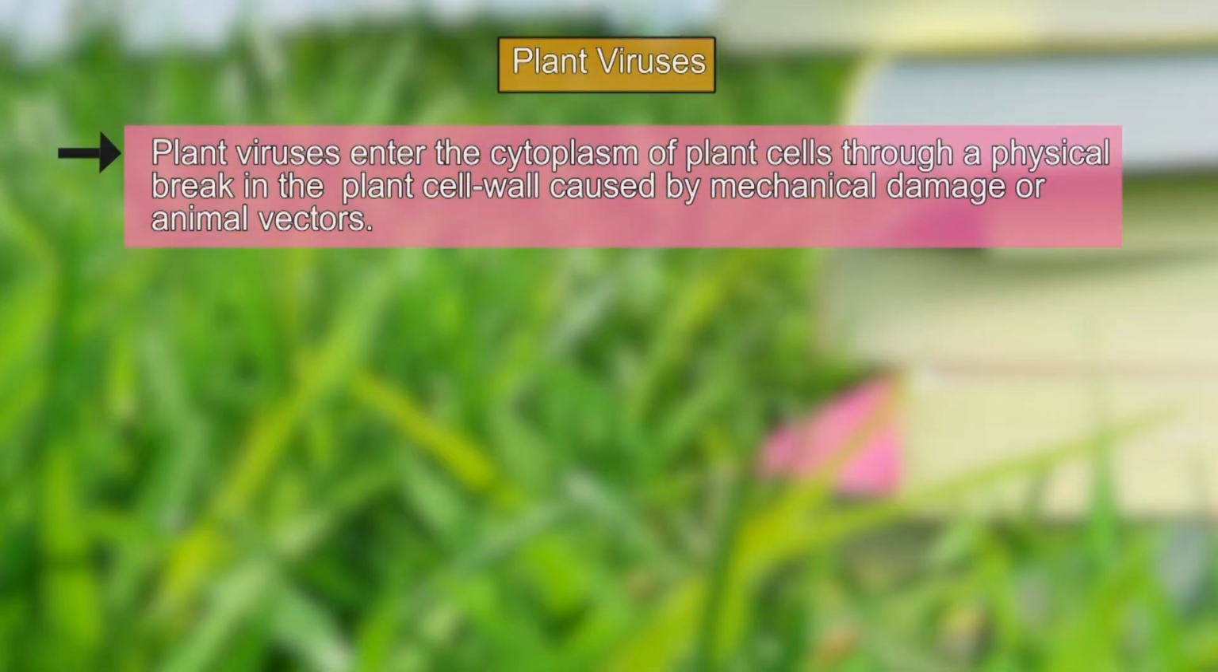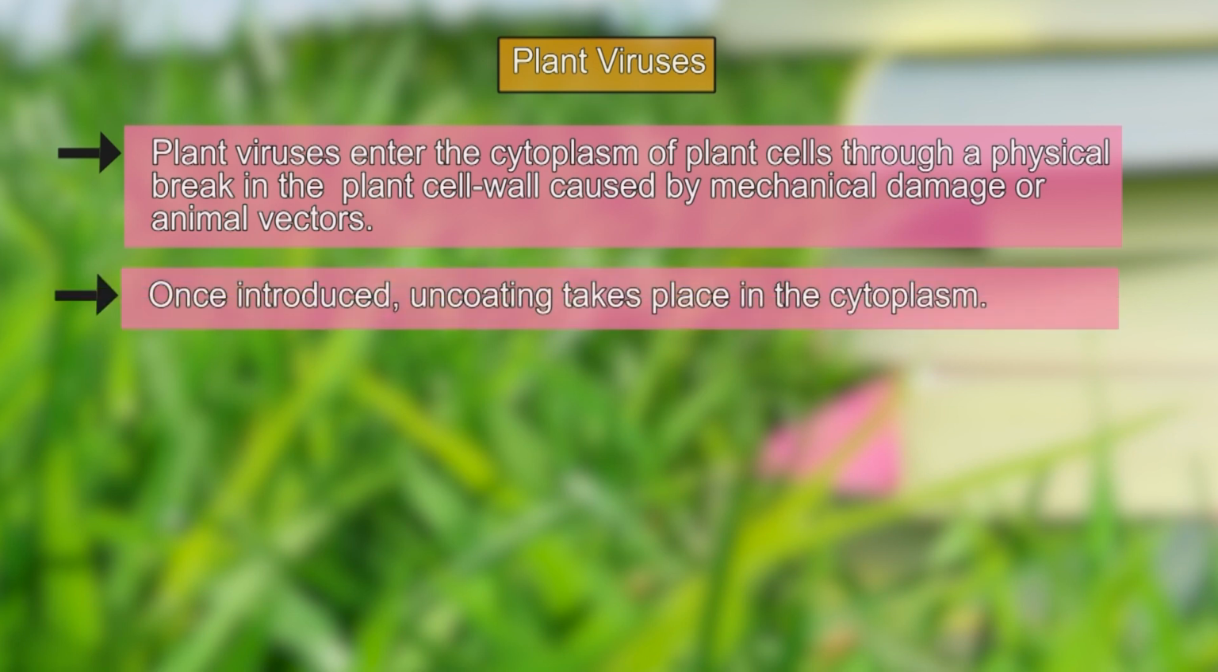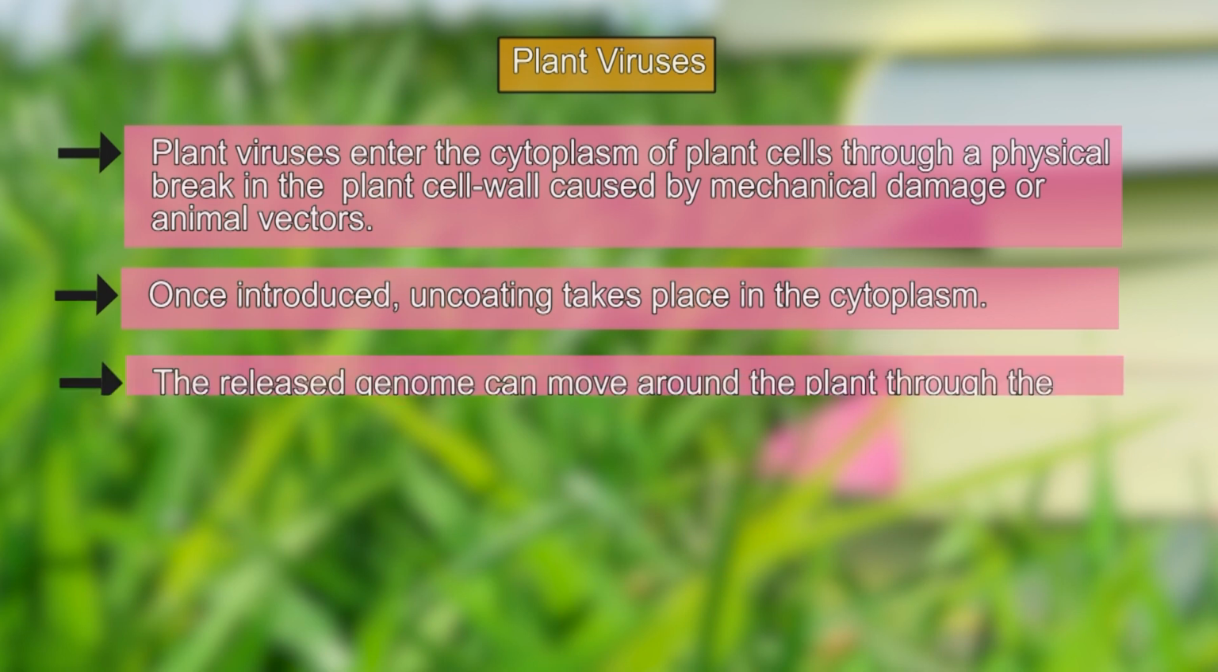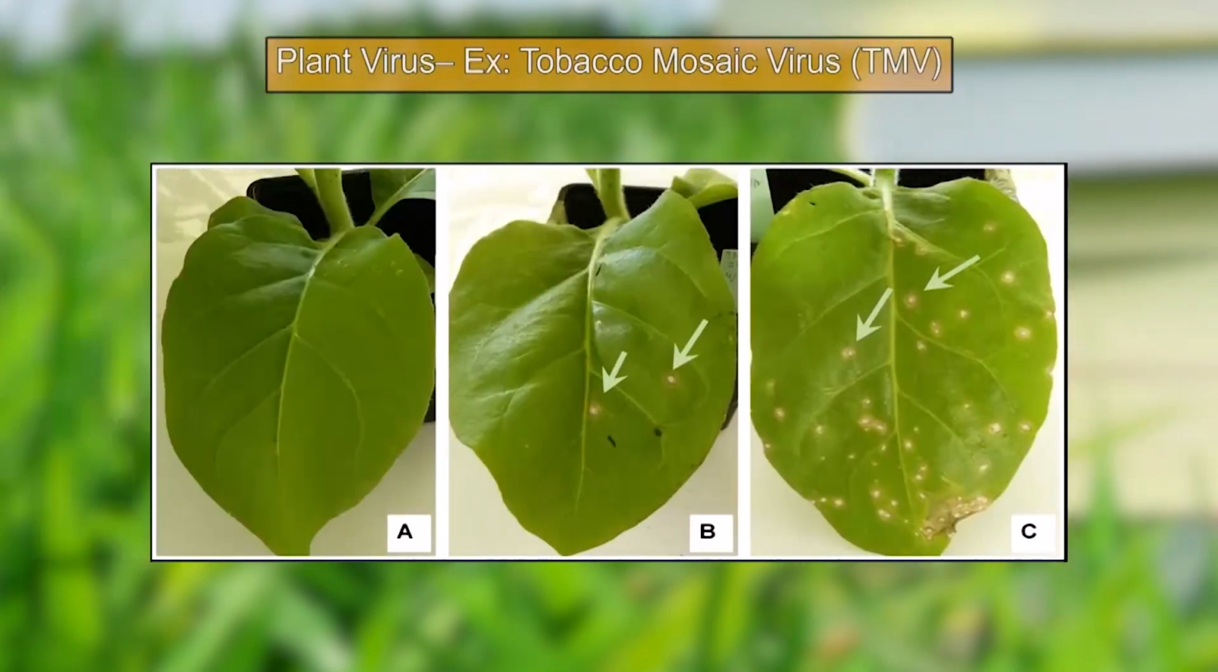Now lastly, we have described the animal viruses and bacteriophages, their replication mode. Now let's have a short look into the plant viruses. Plant viruses enter the cytoplasm of plant cells through a physical break caused by mechanical damage or animal vectors. Once introduced, uncoating takes place in the cytoplasm and the released genome can move around the plant cell through plasmodesmata. So here is a very good example, the TMV, tobacco mosaic virus, causing the tobacco mosaic disease of obviously the tobacco plant.